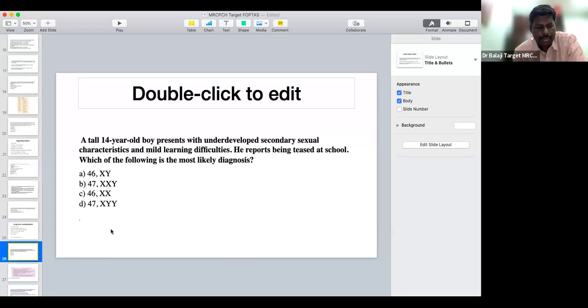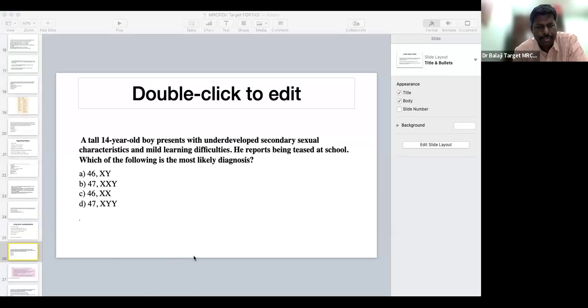Okay. So this is a very simple, straightforward question which you can answer. So for tall stature, whenever you talk about a tall 14-year-old boy presenting with underdeveloped secondary sexual characteristics and mild learning difficulties, who reports being teased at school, which of the following is the most likely diagnosis?